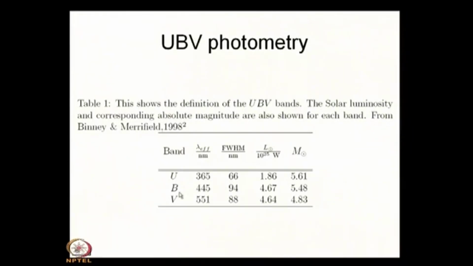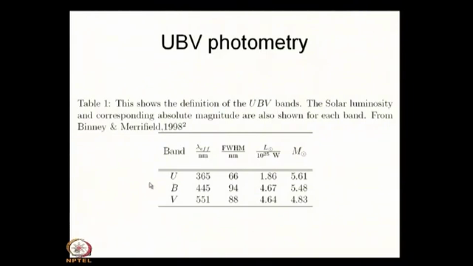Okay. Similarly, the blue band is given over here and the visual band is given over here. The full width at half maxima are also given. For reference, this table also shows the solar luminosity in these bands. So if I look at the sun, how much energy does the sun emit in this particular band?